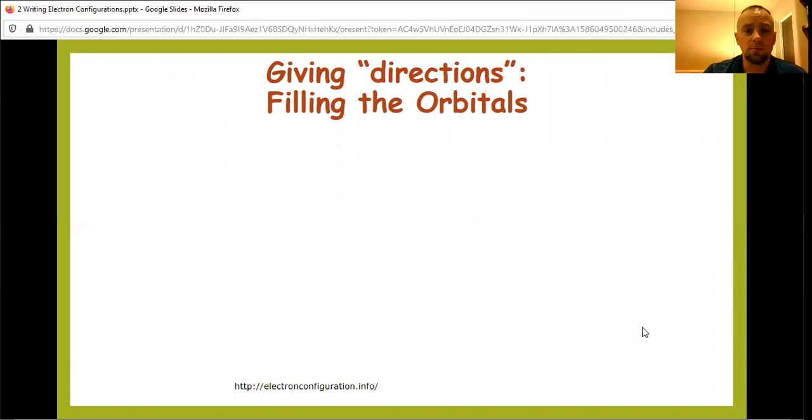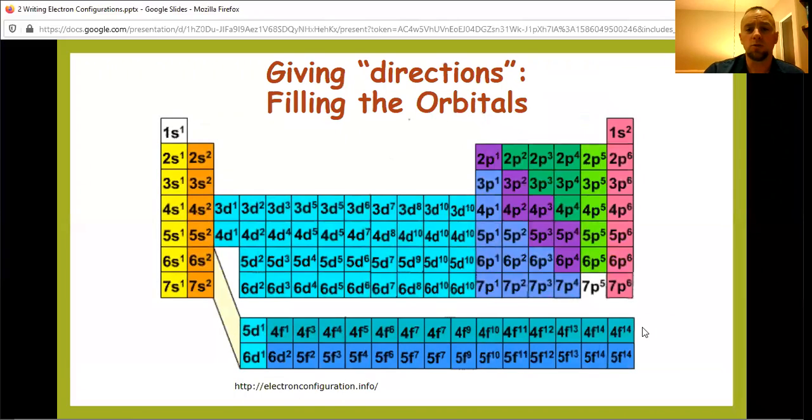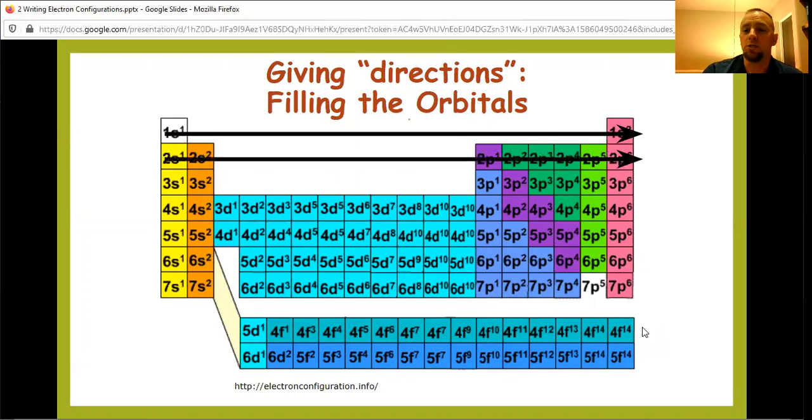How do we get there? Okay, that's not the entire electron configuration for tellurium. So if we wanted to get there, we need to follow the address. You don't have to memorize all the different orbitals, but you should be able to read the periodic table in order to determine the directions to get to that atom. So you follow through each row.